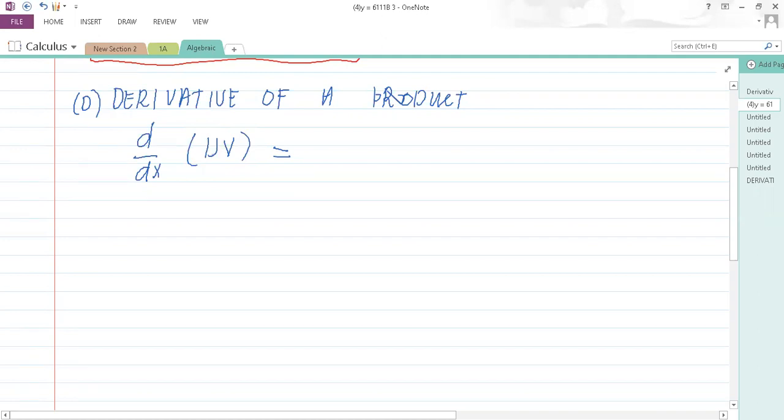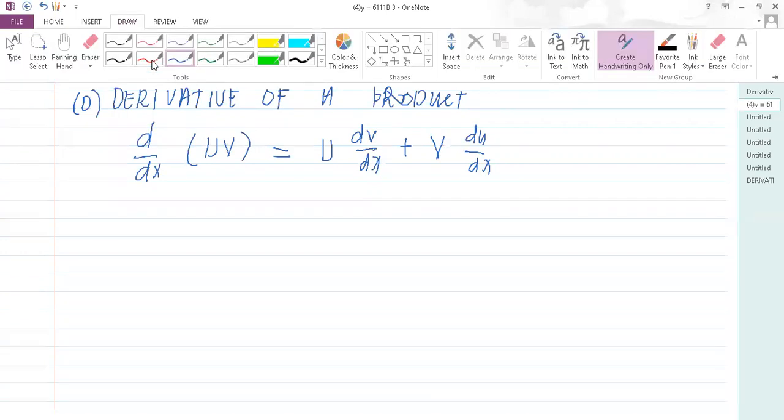So our first function is u times the derivative of the second function. Our second function is v, so the derivative of v is dv/dx. Plus the second function, v, times the derivative of the first function. Our first function is u, so the derivative of u is du/dx. So this will be the general equation for the derivative of a product.